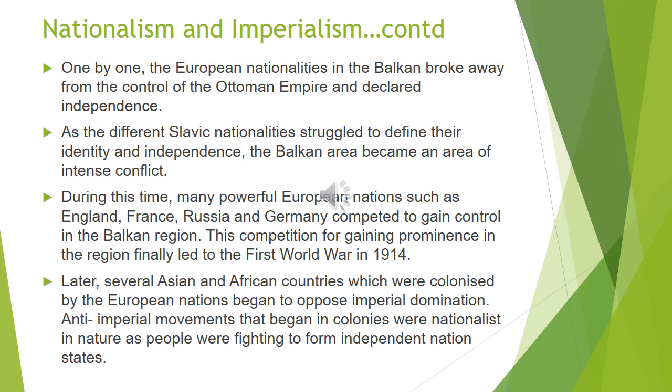During this time, many powerful European nations such as England, France, Russia, and Germany competed to gain control in the Balkan region. Now, this very competition for gaining prominence in the region was the main cause that led to the First World War in 1914. Later, several Asian and African countries which were colonized by the European nations began to oppose imperial domination. Anti-imperial movements that began in colonies were nationalist in nature, as people were fighting to form independent nation states.